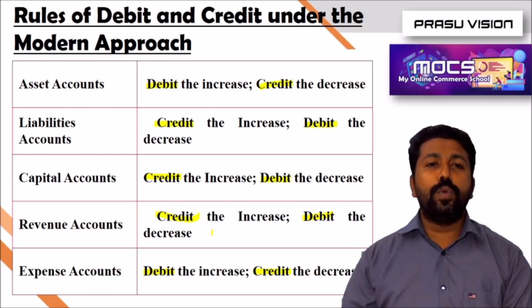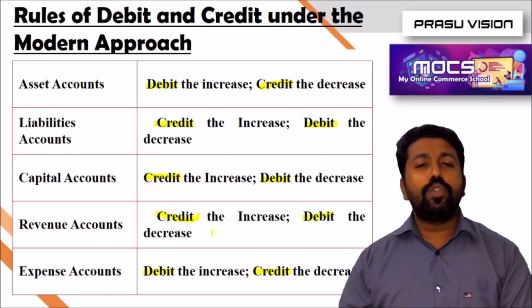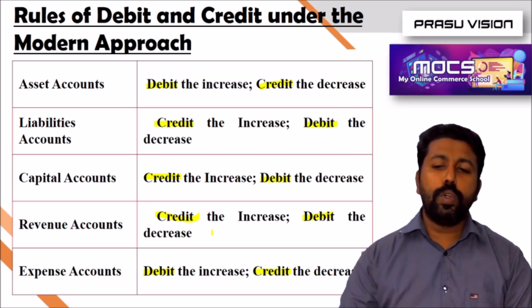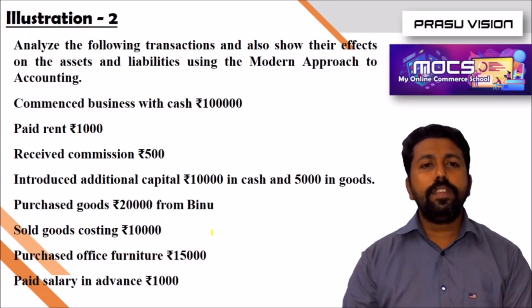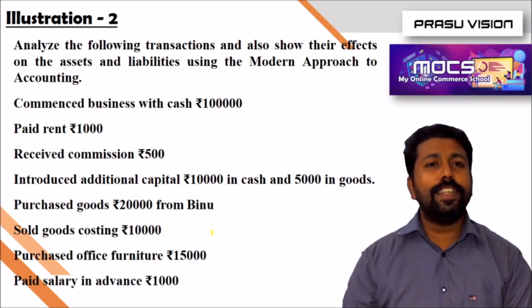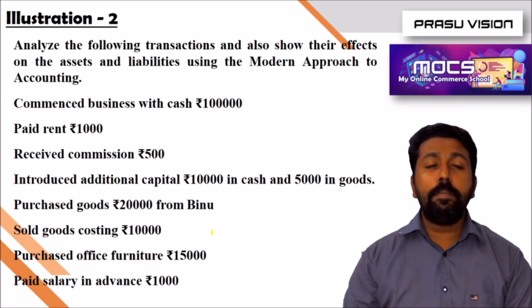So I welcome all of you to learn this concept by solving an illustration. So here is the problem. Lot of transactions are there. We will discuss each transaction by analyzing which account is there, what are the two accounts, what we have to do when it is increasing or decreasing. Please remember the rules of debit and credit. Asset and expense increases debited, decreases credited. Income, liability, and capital increases credited, decreases debited.